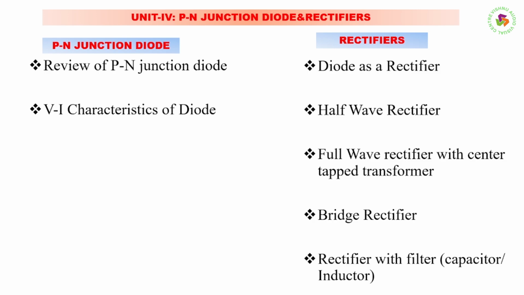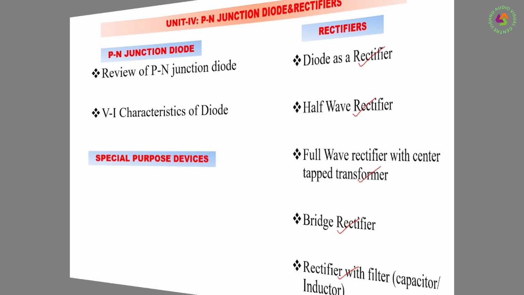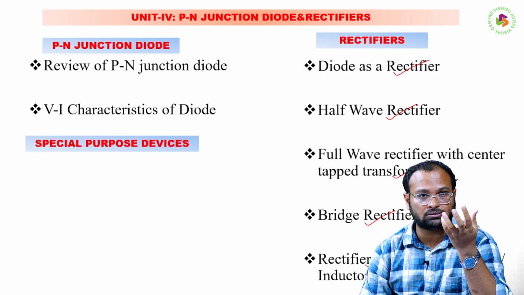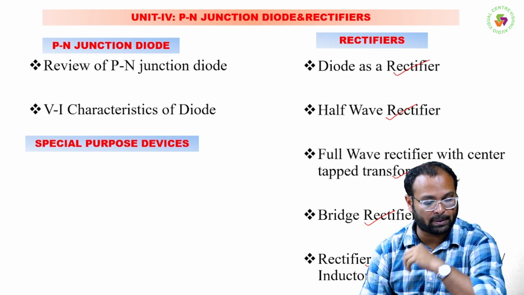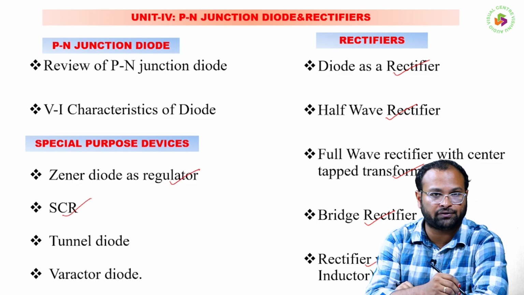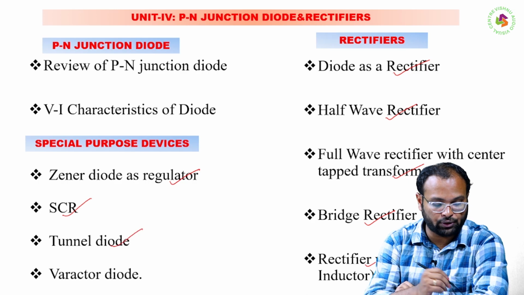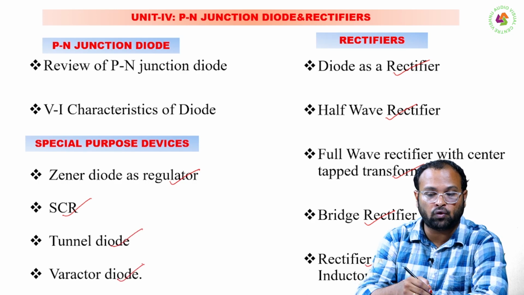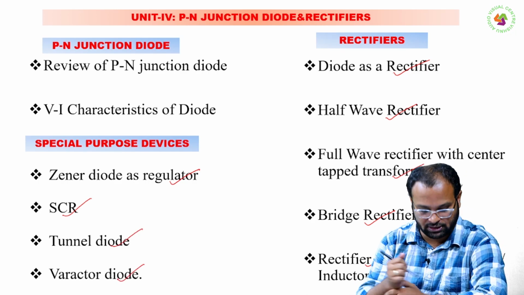Then coming to the rectifiers, we have the topic of how a diode acts as a rectifier: a half wave rectifier, full wave rectifier with center tap transformer, and the bridge rectifier with filters like capacitor filter and inductor filter, and how they act. Then we'll see some special purpose diodes also in this chapter, the diodes which are specially designed for particular purposes: Zener diode, which is used as a regulator, SCR, silicon controlled rectifier, tunnel diode and varactor diode. These are the four special devices we are going to discuss in this chapter.